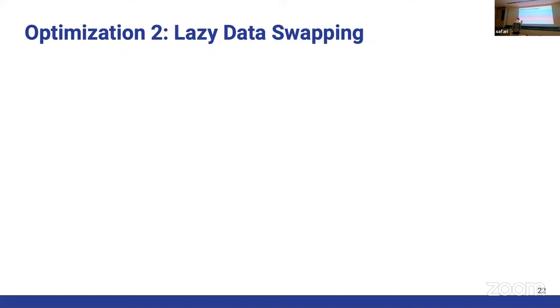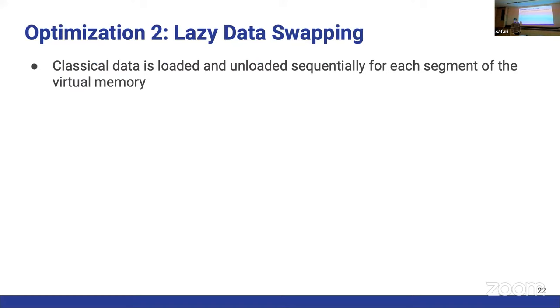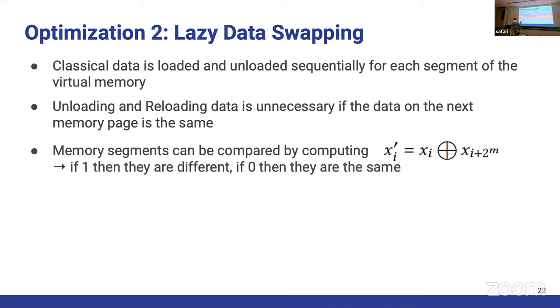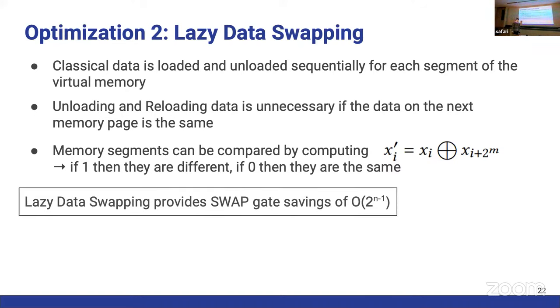The next optimization is named lazy data swapping. Classical data is loaded and unloaded sequentially for each segment of the virtual memory, and unloading and reloading data is unnecessary if the memory pages that we are looking at sequentially are the same. So instead of unloading and reloading data multiple times, we can simply compare the memory segments using a CNOT gate. If the result of the CNOT gate operation is equal to one, then the pages are different, and we do need to unload and reload the data. If it's zero, then the pages are the same, and we can simply continue. Lazy data swapping provides swap gate savings of 0.2 to the power of n minus 1.